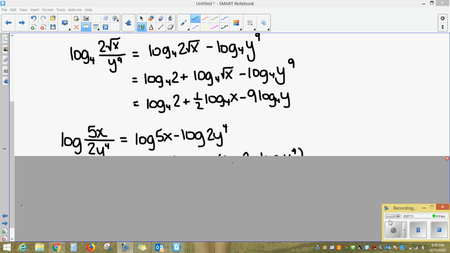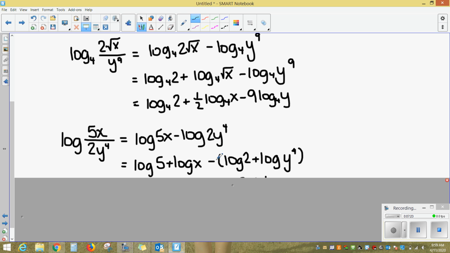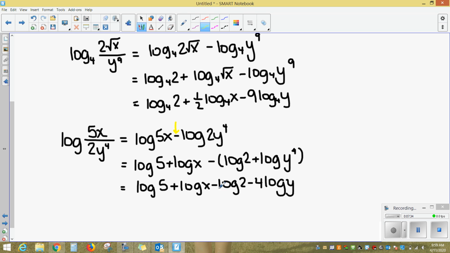Okay, first step is log of the top minus log of the bottom. And then we recognize that we have a product here and a product here. And products, when they split apart, become sums. Now the thing you have to be careful of is, since we're subtracting this sum, then that negative sign gets attached to both pieces inside. So in the end, you're going to have a negative sign in front of your log 2, but also in front of your 4 log y.